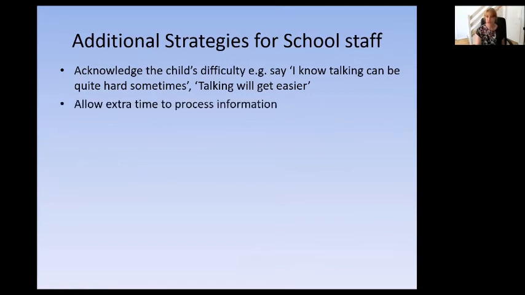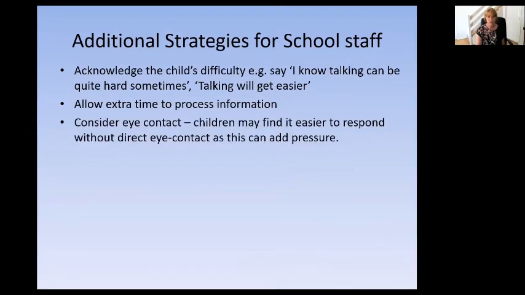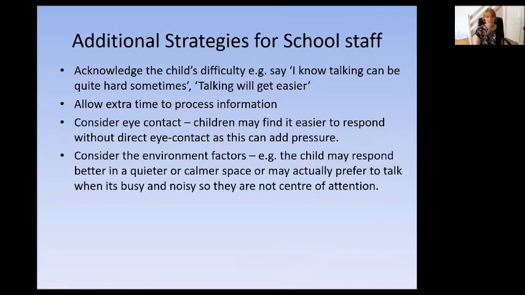We do need to give them a little bit of extra time. They might just need a little bit of time to think about whether they want to join in or not. We may want to consider eye contact. So actually putting direct eye contact on children can put them under a little bit of more pressure as well. So just consider that. And consider the environmental factors. The child may respond better in a quieter or calmer space rather than when it's busy or noisy. So even that example of the child on the high ropes, maybe with everybody around, they're just a bit too scared, but maybe if they just went up with you and a friend, they'd have the confidence to do it.